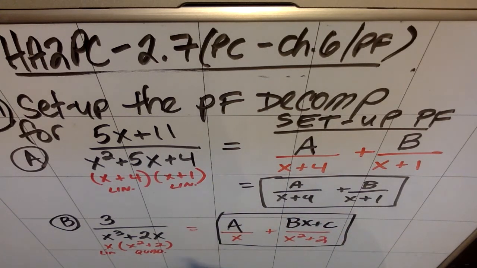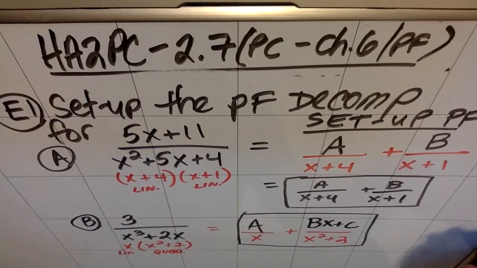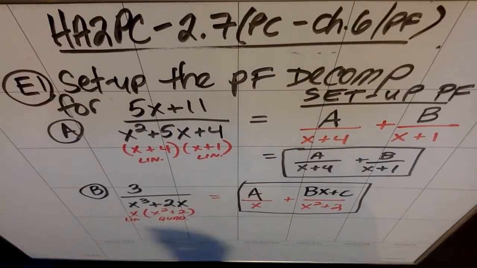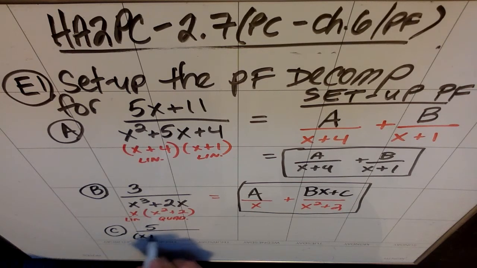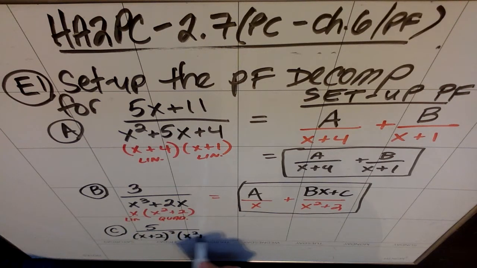Now let's do a C for the setup real quick, and I'm going to angle slightly better because I think you can't see the bottom. So let's do a C. I'm going to give you one that's already factored. So let's do x plus 2 to the third times, well, we'll be a little fancy, x squared plus 5.